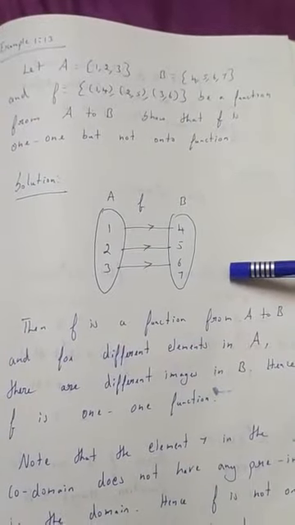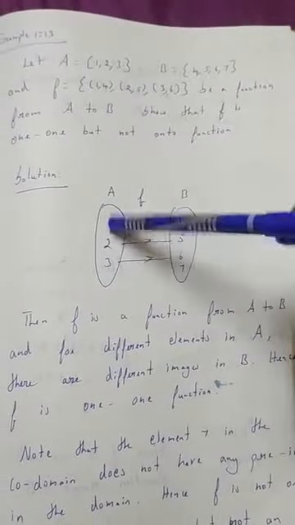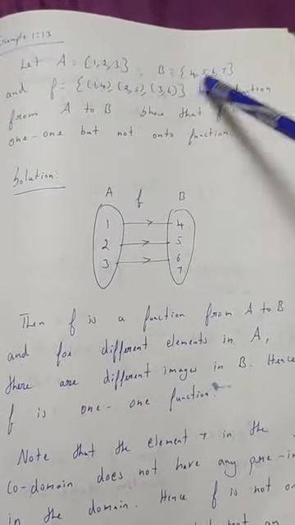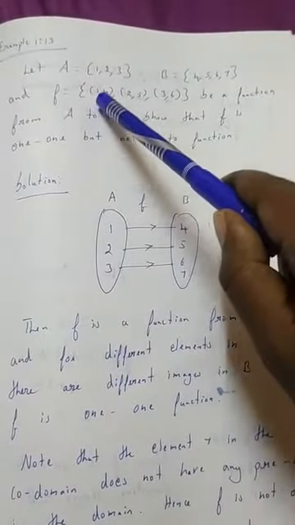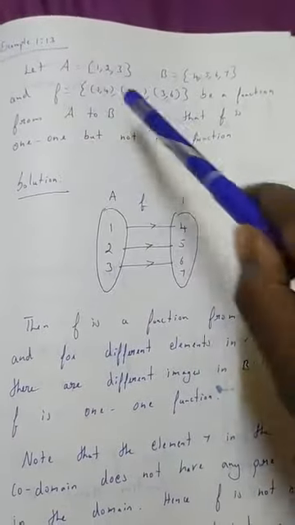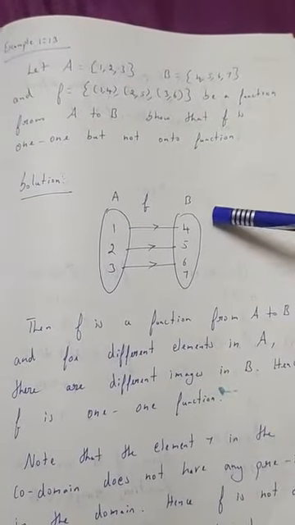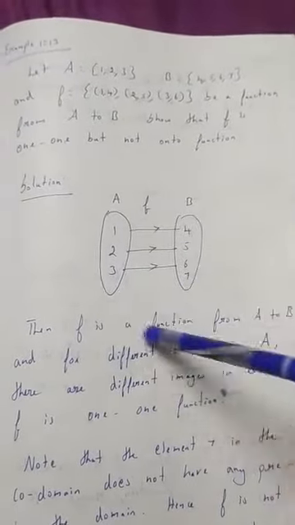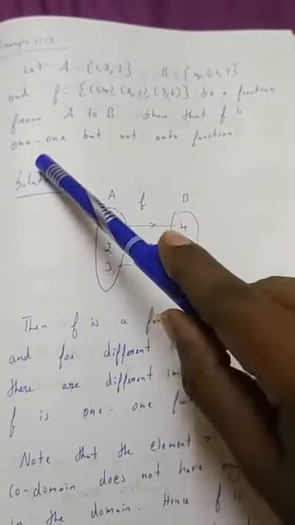It is very simple. First of all, draw the arrow diagram using this data. So what is A? 1, 2, 3. Write all the elements 1, 2, 3. What is B? 4, 5, 6, 7. Write all the elements 4, 5, 6, 7. And which elements are connected here? 1 and 4, 2 and 5, 3 and 6. Right? Okay. Now this is the arrow diagram. So using this arrow diagram, we have to show this function is one-to-one but not onto.